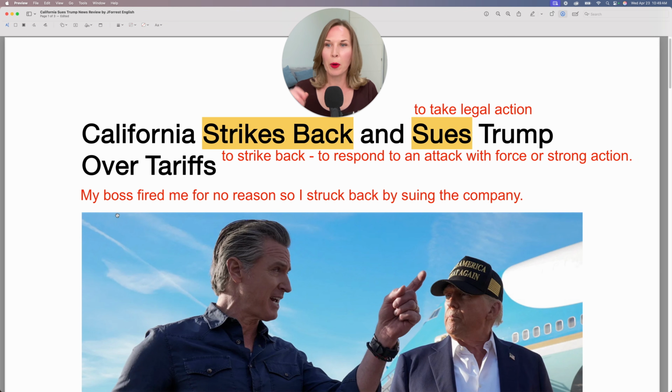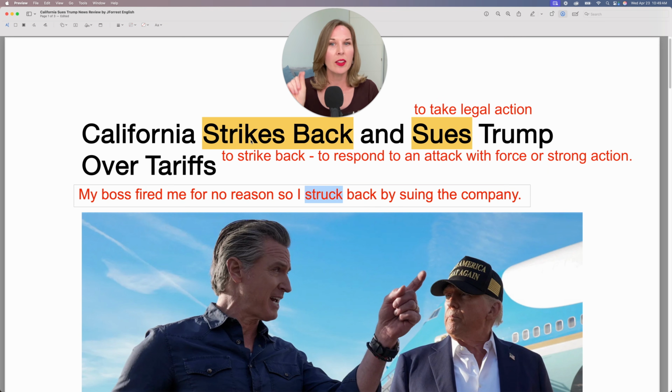Let's review this example. My boss fired me. So if someone fires someone, it means they permanently end the employment. But my boss fired me for no reason, which is illegal in North America. So I struck back. Notice here, this is strike in the past simple. Now, how did you strike back? You can use by, and then because by is a preposition, you would put your next verb in the ing. By suing the company. Yes, you can sue a person, but you can also sue the company.